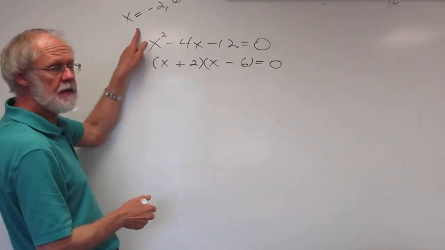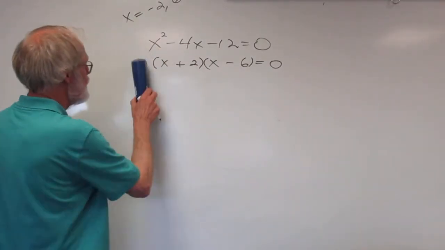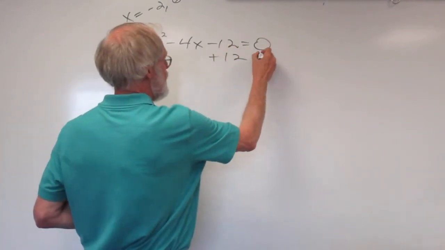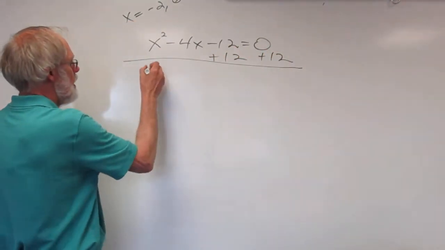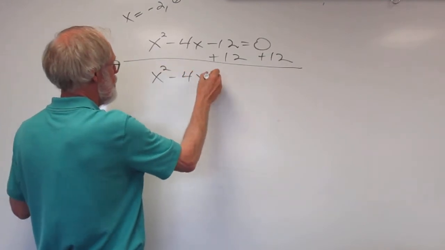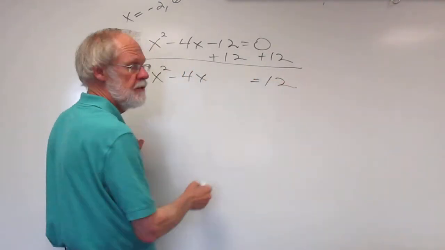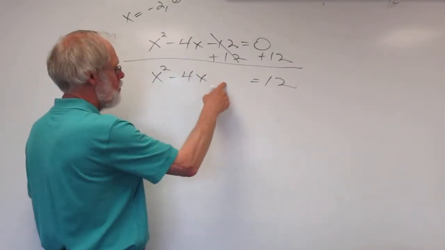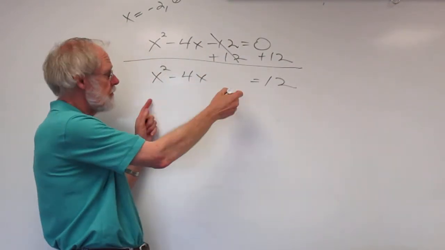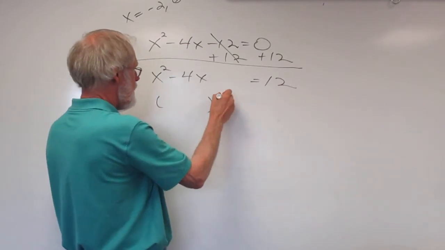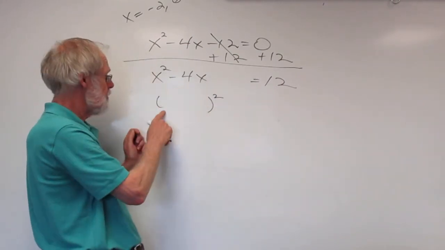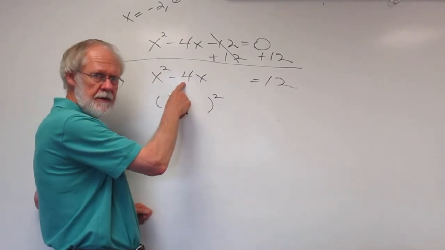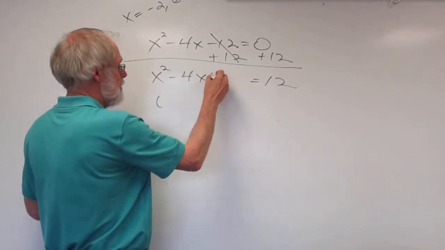All right, I'm going to leave the answer up here, but now we're going to solve it in a different way by completing the square. So I'm going to add this 12 to both sides. X squared minus 4x equals 12. Now, I want a number here that is going to turn this into a perfect square, meaning it will factor like this. To do that, I divide this in 2 and then square the result.